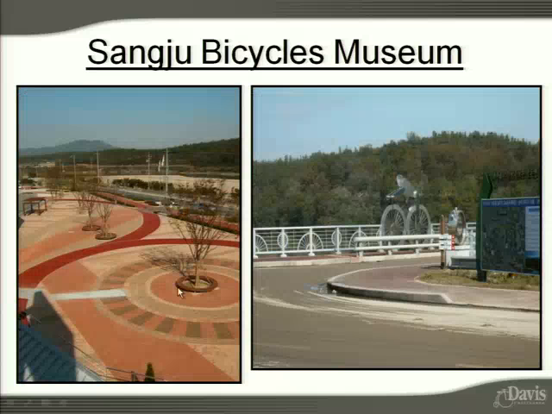So this is a view looking out from the Bicycle Museum. Again, everything is kind of in the wheel and spoke design, beautiful plaza. This is the countryside. If you're not familiar with South Korea, it's very, very hilly, so all the urban areas are kind of just valley pockets, and it's very lush. This is a bridge looking out. Whoops, sorry about my mouse work here.